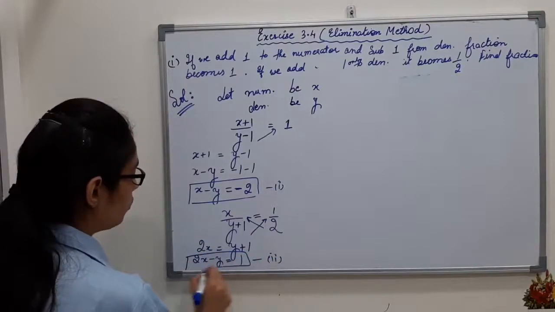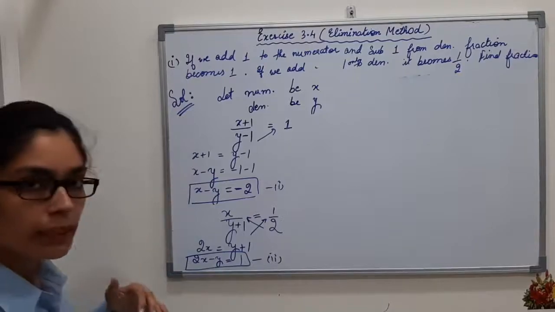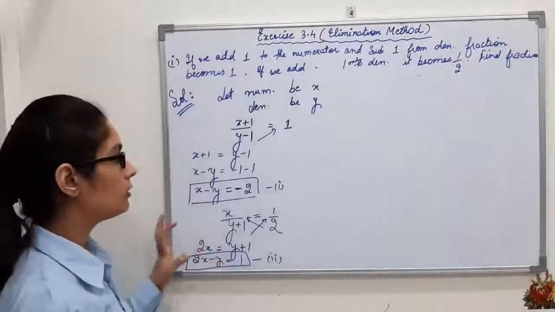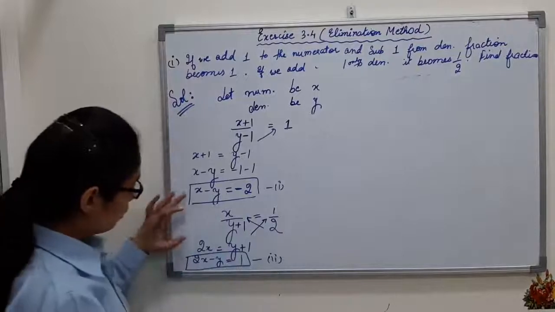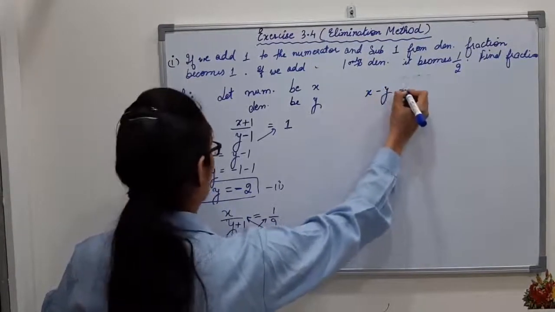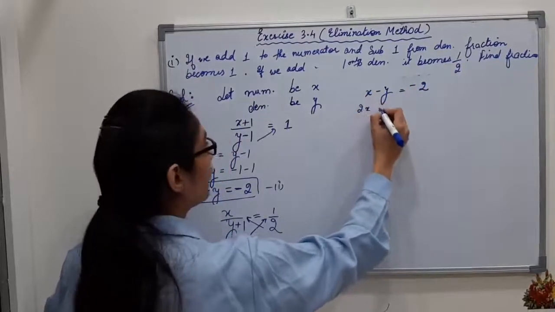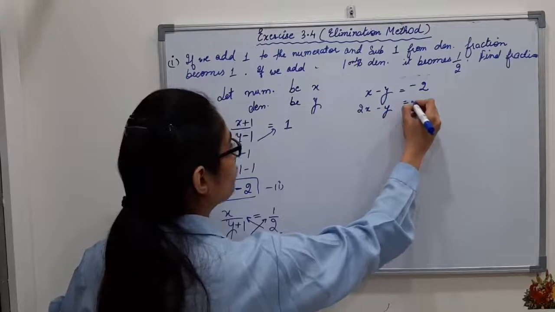Now we have to use the elimination method to solve these equations. Now let's find out. I'll write the equations over here: x minus y is equal to minus 2, and 2x minus y is equal to 1.